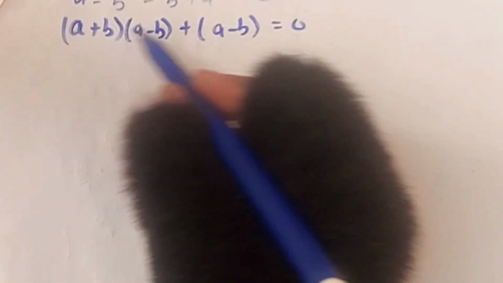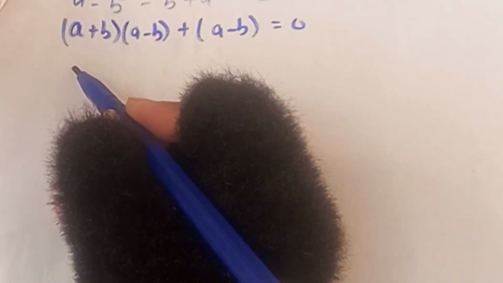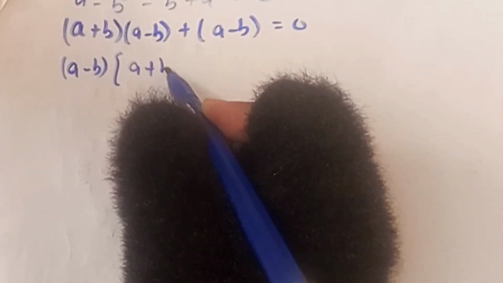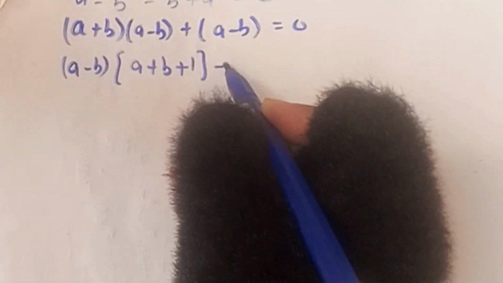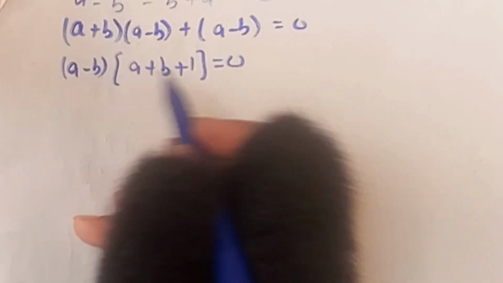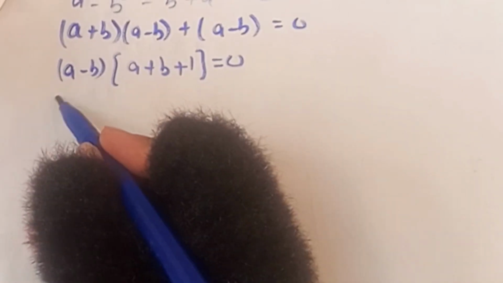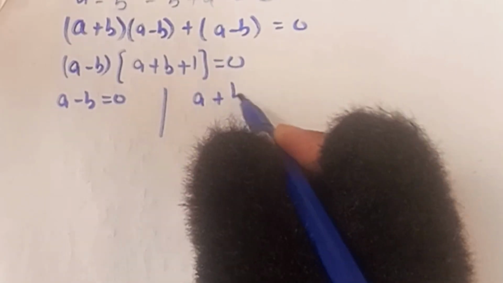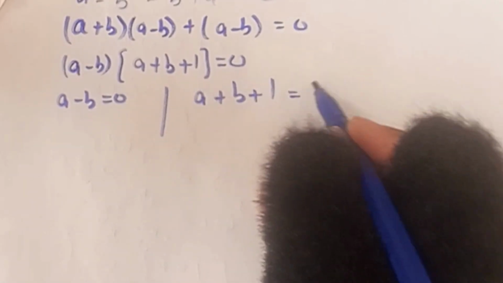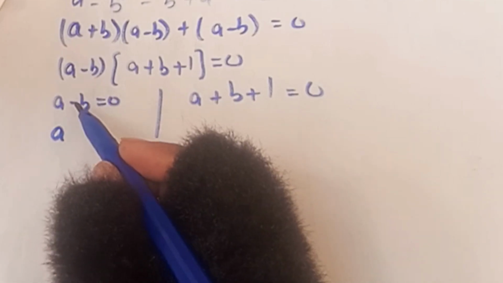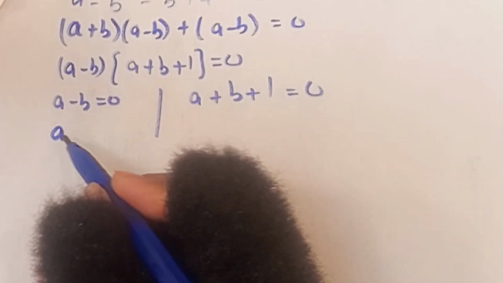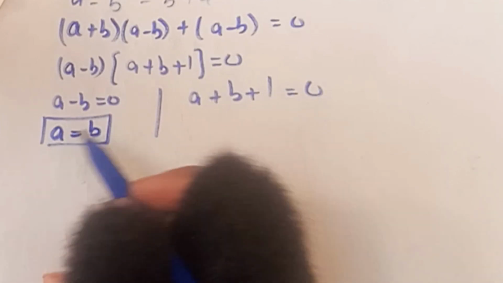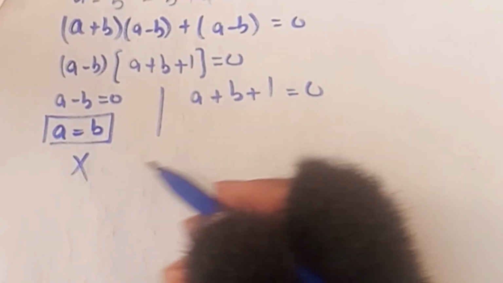Now look at this, (a − b) is involved in these two terms, so we factor it out. So it's (a − b), and the remaining value is (a + b + 1) = 0. This implies one of them must be equal to 0: a − b = 0, or a + b + 1 = 0. If we add b on both sides, a = b. But in our question, it's given that a is not equal to b, so we cannot use this value.